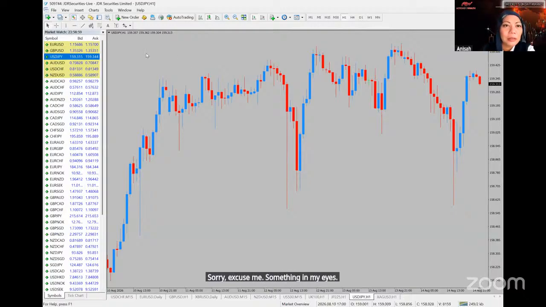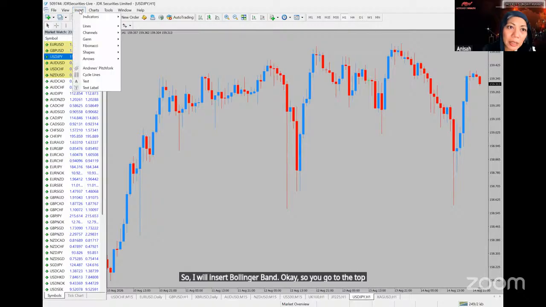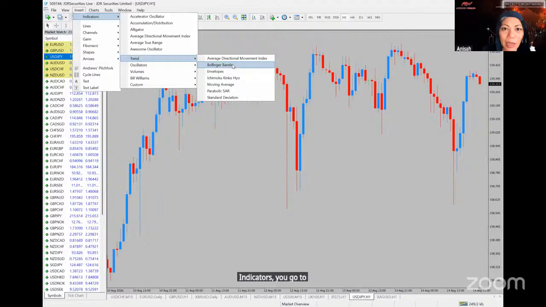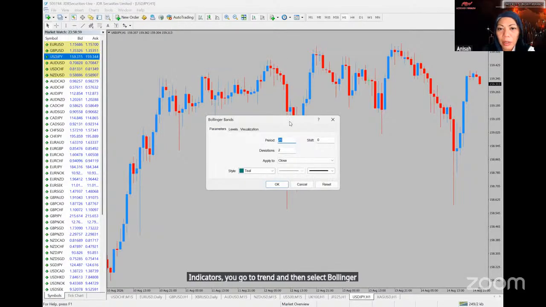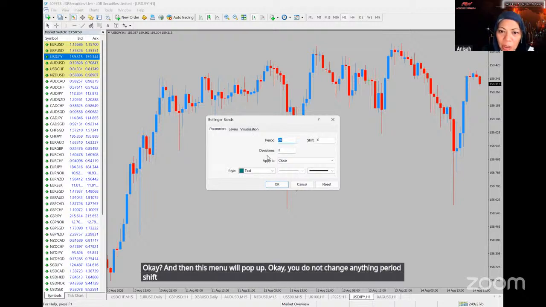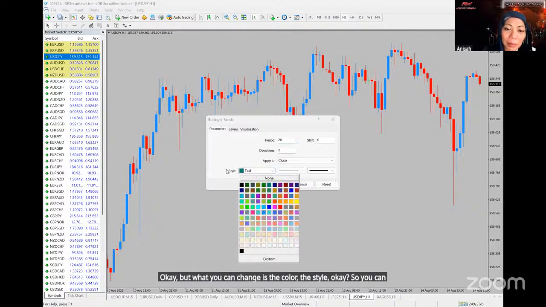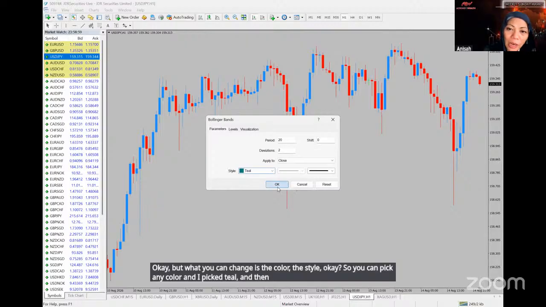Okay, so I will insert Bollinger Band. You go to the top menu, insert indicators. You go to trend and then select Bollinger Bands. Okay, and then this menu will pop up. You do not change anything: period, shift, deviation. What you can change is the color and the style. You can pick any color, and I pick teal, and then you click OK. There you go.